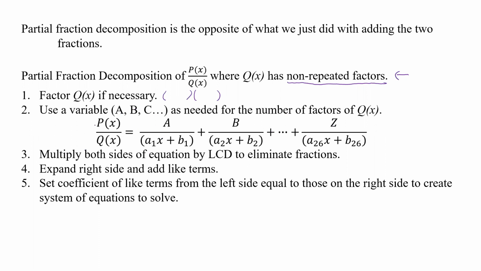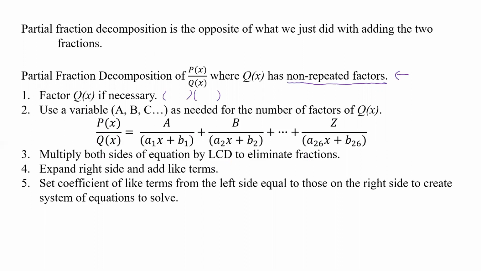And what we're going to do is set p of x over q of x equal to a over our first factor, plus b over our second factor, plus c over our third factor, and so on until we have a z over the 26th factor. And then we're going to multiply both sides of the equation by the LCD. Your LCD basically is the factored form of q of x. You'd multiply that whole thing times that, and that's going to eliminate all the fractions. So then we'll have only the numerator part left.